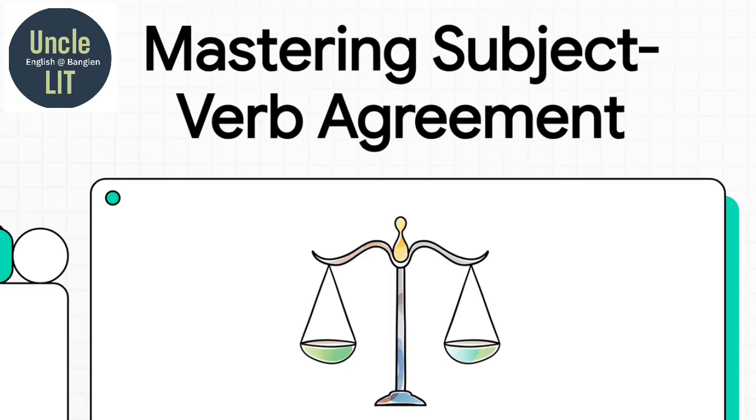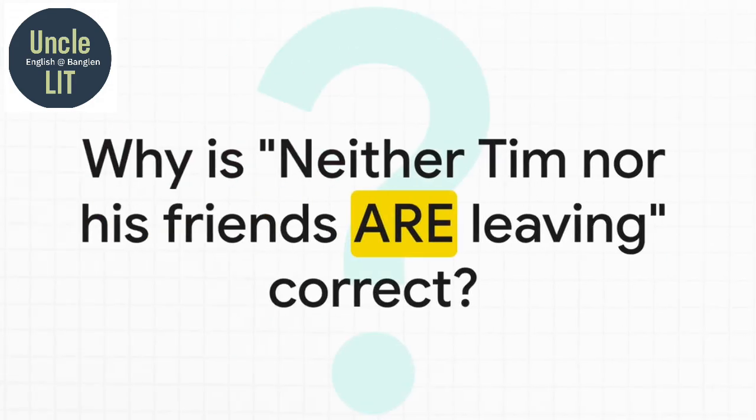All right, let's kick things off with a little puzzle. Just look at this sentence. Why do we use "are" here and not "is"? If your brain is doing a little question mark right now, don't worry, you are in exactly the right place. This is the kind of tricky sentence we're going to totally figure out today. Okay, so before we jump into the really tricky stuff like that, we've got to nail down the foundation.